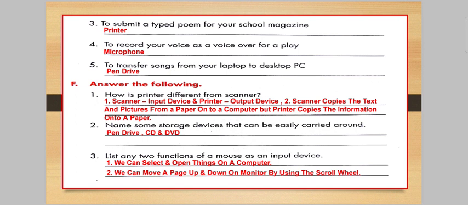Next is name some storage devices that can be easily carried around. Pen drive, CD and DVD, these are the three devices we can easily carry around. Next is list any two functions of a mouse as an input device. We can select and open things on a computer. And we can move a page up and down on a monitor by using the scroll wheel.